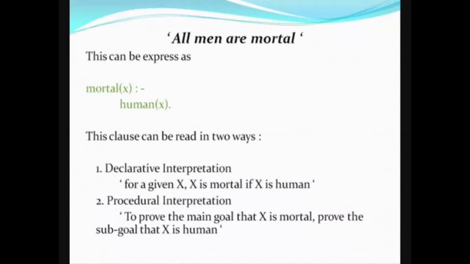Let's consider this. All men are mortal. This can be expressed as mortal(X) :- human(X). This clause can be read in two ways. Declarative interpretation: for a given X, X is mortal if X is human. Procedural interpretation: to prove the main goal that X is mortal, prove the sub-goal that X is human.